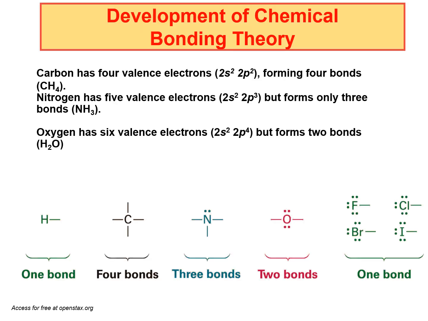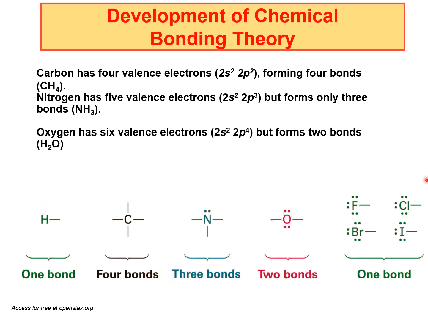So if you look at the next slide here, carbon's valence electrons 2s2 2p2, it forms 4 bonds in this manner. Hydrogen forms 1 bond, nitrogen forms 3 bonds, oxygen forms 2 bonds, and all the halogens form 1 bond because they need only 1 more electron to complete their octet. Okay, so that helps you decide how many bonds each of these atoms form.